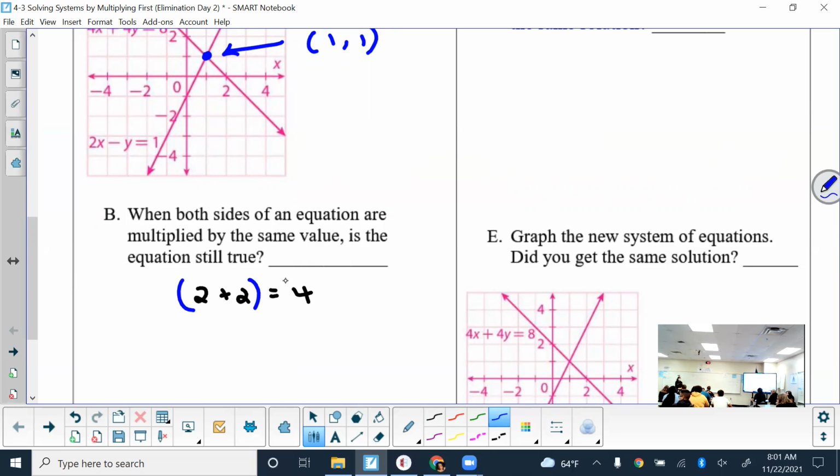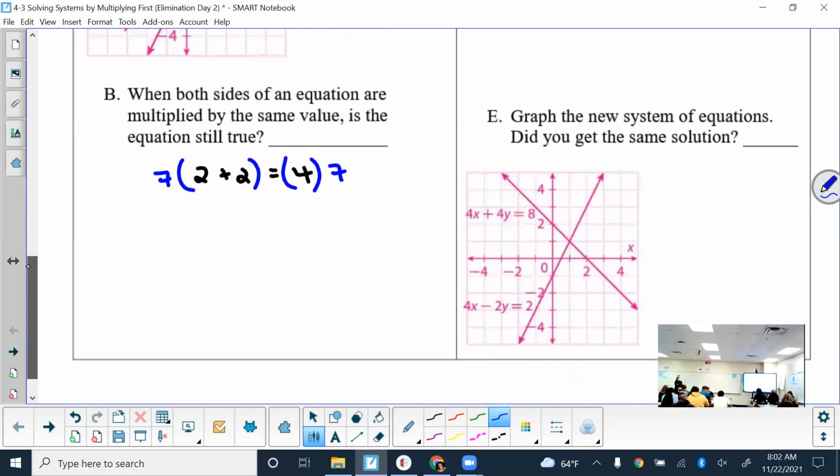Yes, thank you. All right, so multiply both sides of the equation by the same thing. Will it still be true? So pick a number. Any number. 7. All right, if I multiply each side by 7, is it still true?